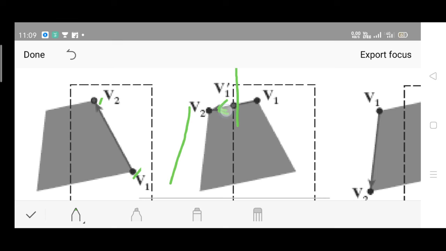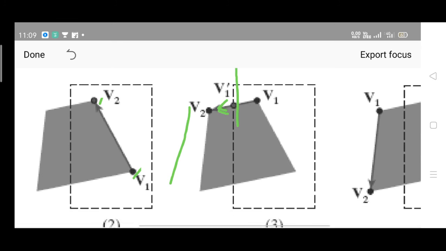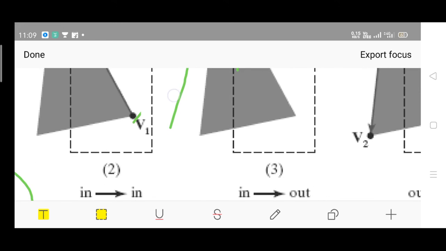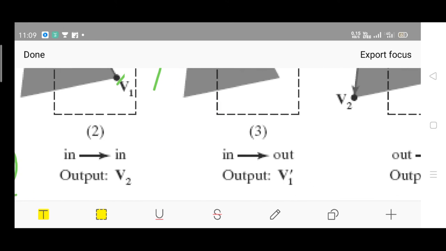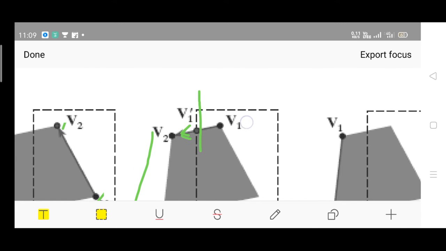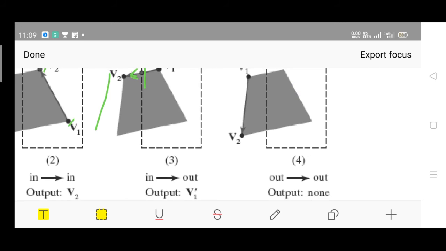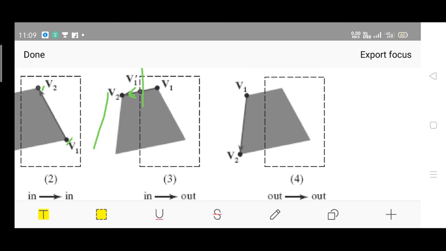Case number 3, v1 to v2, so right to left we have taken, check the arrow mark. v1 to v2 you cannot consider because v2 is outside. Only v1 till v1 dash is to be kept, so the output will be v1 to v1 dash. And in this case, case 4, both v1 as well as v2, both the endpoints are kept outside.